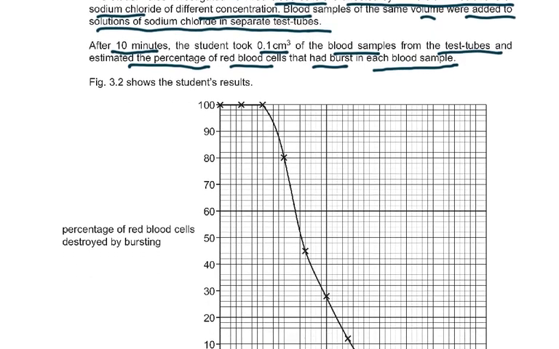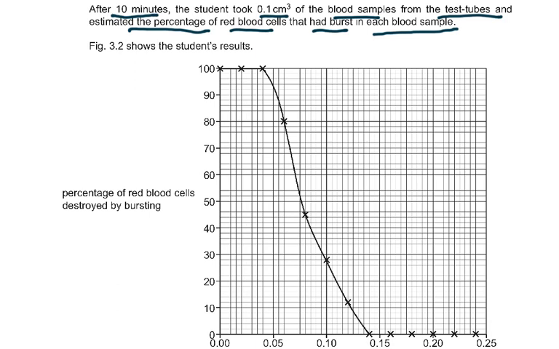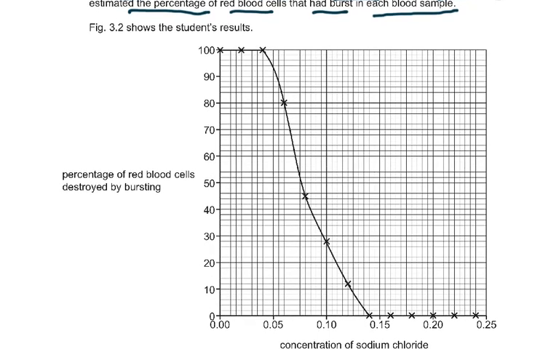Figure 3.2 shows the student's results. Percentage of red blood cells destroyed by bursting. So you can see here now there is a straight line, from here to here. Between these values you can see 100% had burst. And then the percentage is decreasing from here till here. Then it is percentage of red blood cells, there is no bursting from here to here. So none of them have burst from here to here.